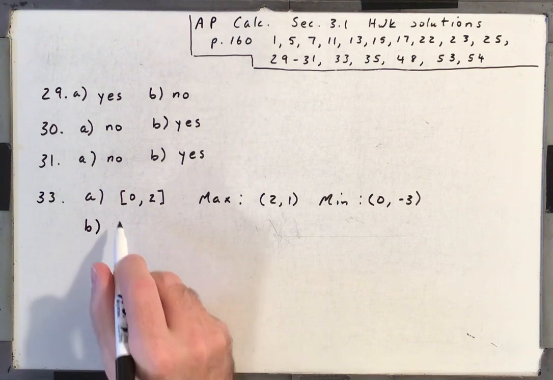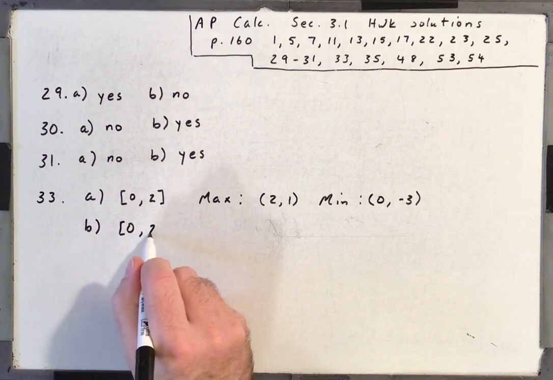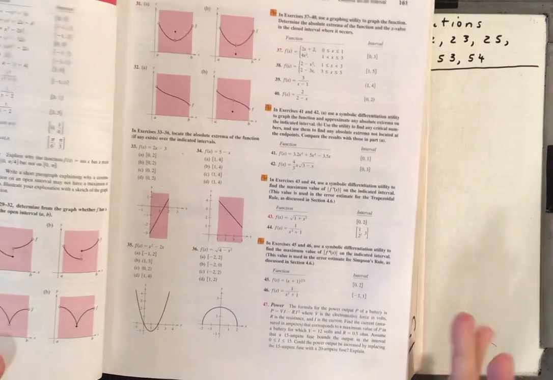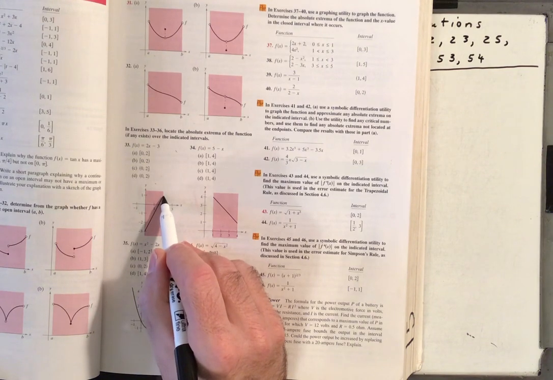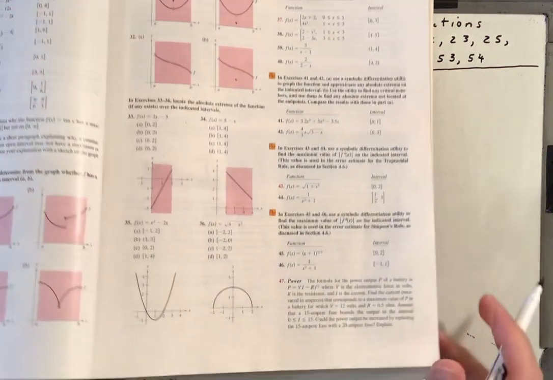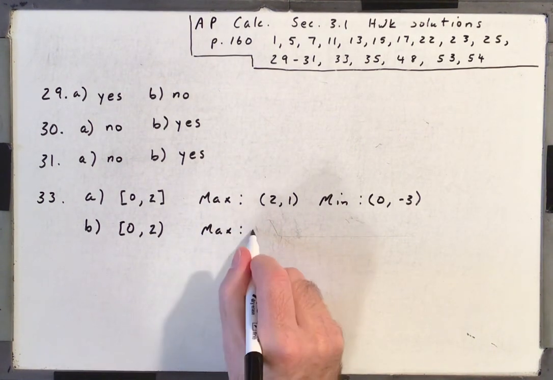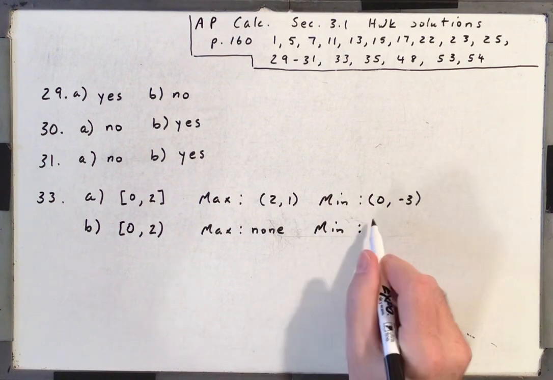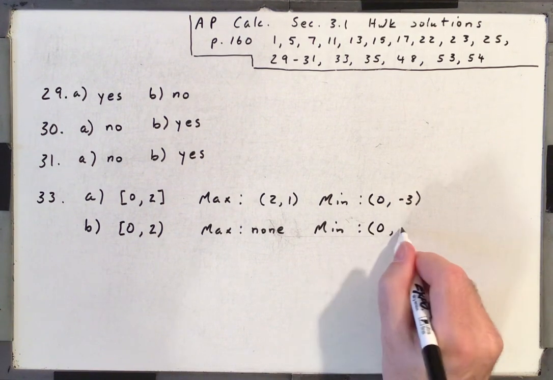Part B, the interval is closed on the 0, but open on the right endpoint. So it's an open interval up here. That means there would be an open circle there, so we can't count it. We don't have a max. We do have a min, though, and that is because we have a bracket around the 0. That's at the point (0, -3).